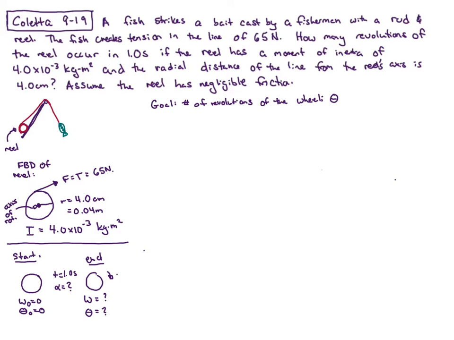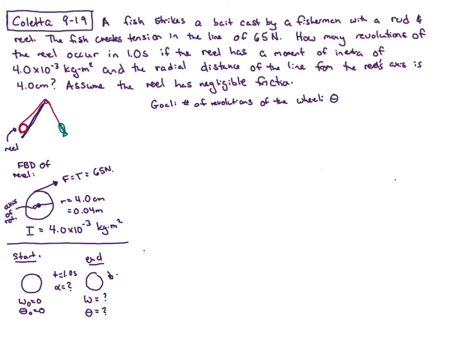Then I also realized that maybe it could look a little bit like a kinematics problem, because I know a start and end, like right before the fish pulls on it, it hasn't moved at all, right? It hasn't gone anywhere. Theta naught is 0. It's not rotating at all, so its angular velocity omega naught is 0. Then at the end, 1 second later, because what we care about is how many revolutions of the reel occur in 1 second. 1 second later, we don't know how fast it's going. We don't know through what angle it's rotated, but we do know that it happens 1 second later.